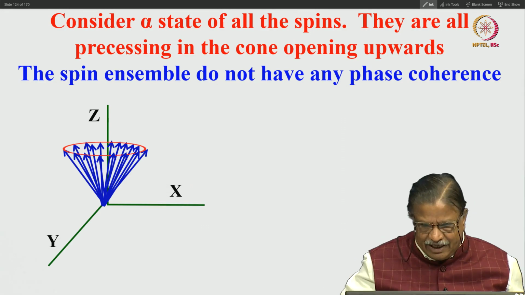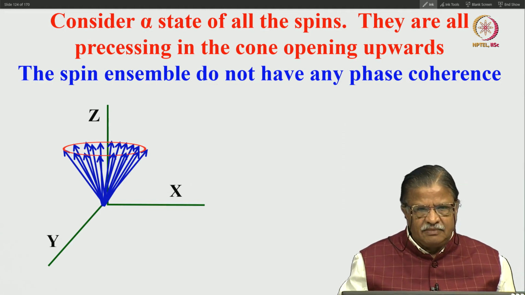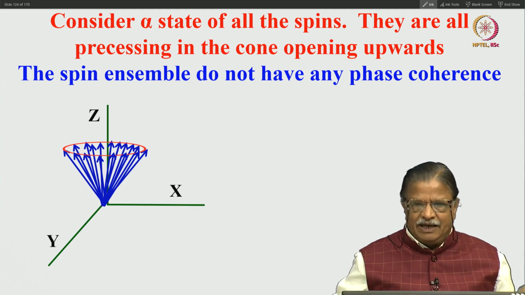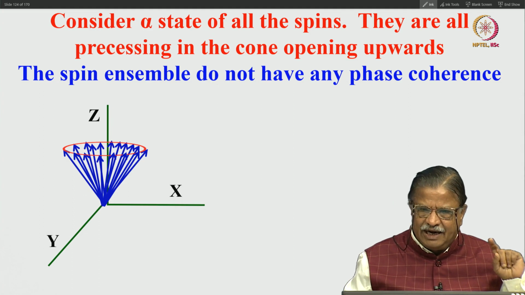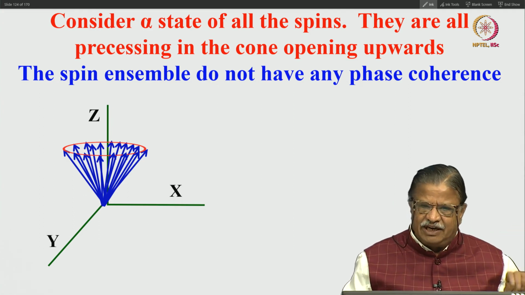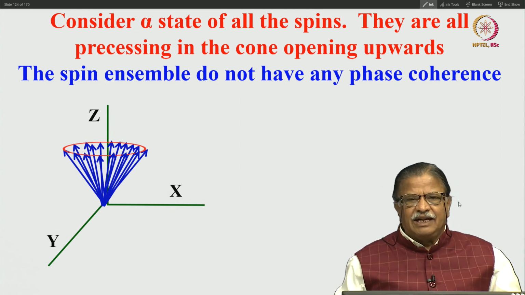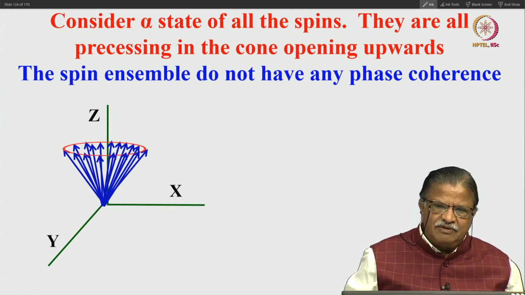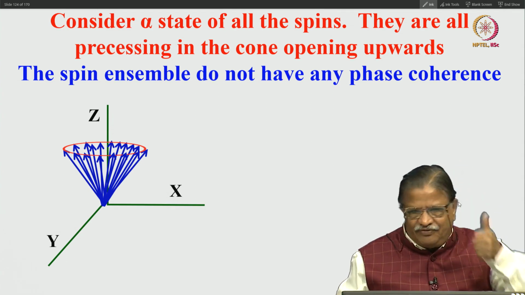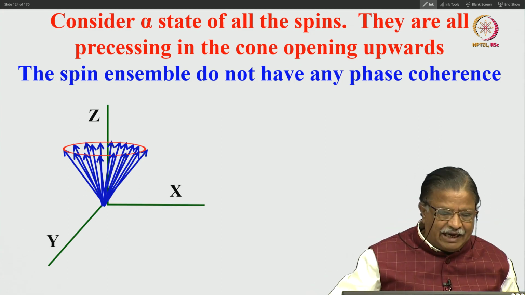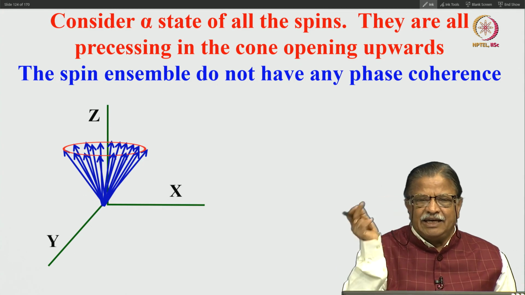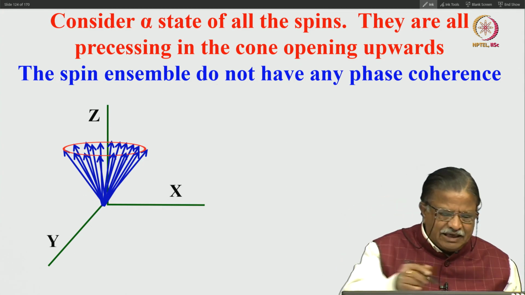There are two possible orientations for spin of nucleus. One is alpha state, plus half, beta state, minus half. As I already told you, alpha and beta states are spin up and spin down states, conventionally called alpha and beta. Now consider nuclear spins which are in the alpha state, that means all of them are aligned in the direction of the magnetic field, not exactly aligned, making an angle like this.